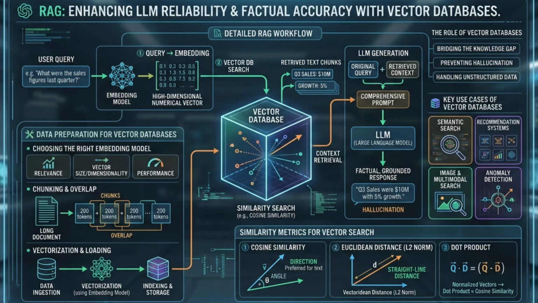Before data can be loaded and queried, it must be properly prepared. The embedding model is perhaps the most crucial step, as it determines the quality of your vector representation and ultimately the search accuracy. The model must be trained on data relevant to your use case. For example, a biomedical model for medical documents, or a general purpose model for common text.